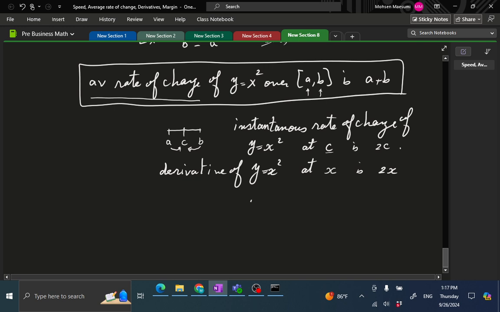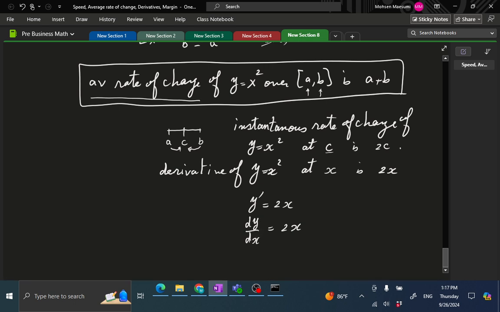We show this, we said y prime is equal to 2x, or we write it dy dx is equal to 2x. You remember last time we said that this is a Newton notation, this is a Leibniz notation. In either case we have the 2x coming up.